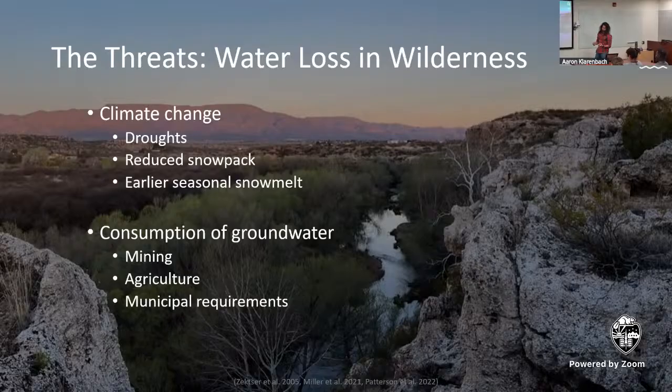However, in Central Arizona, where my study system is focused, the loss of water is a significant threat to these systems. Two of the main threats are climate change through droughts, reduced snowpack, earlier seasonal snowmelt, which leads to longer dry seasons between larger base flows. And also the consumption of groundwater, so mining, agriculture, and municipal requirements.